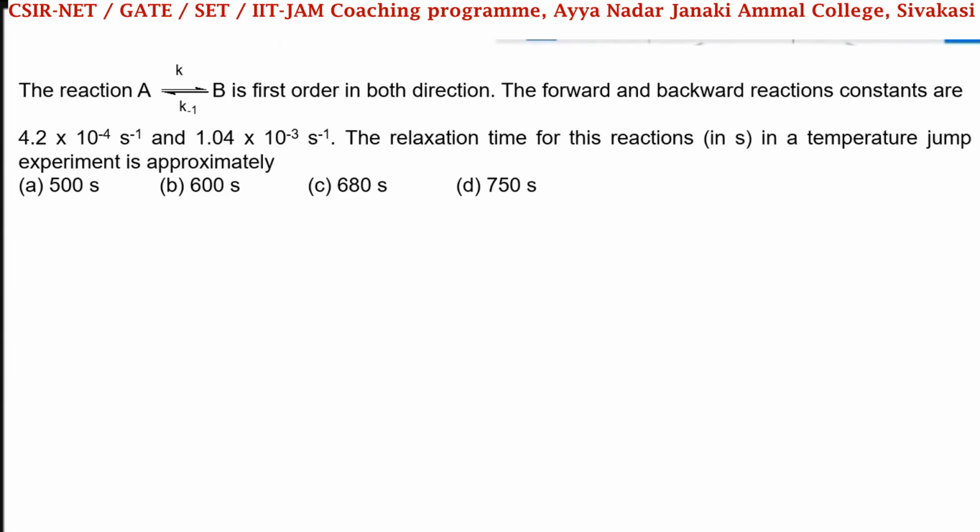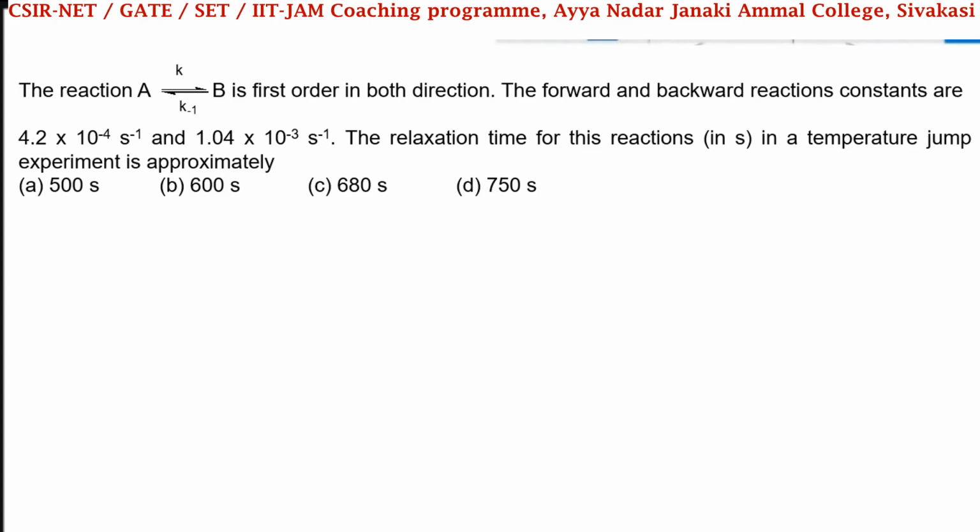The relaxation time for this reaction, in seconds, in a temperature jump experiment is: option A, approximately 500 seconds; B, approximately 600 seconds; C, approximately 680 seconds; D, approximately 750 seconds; approximately 50 seconds.